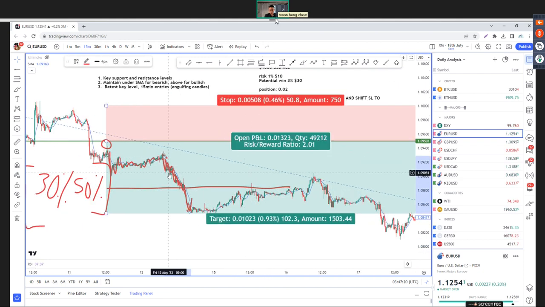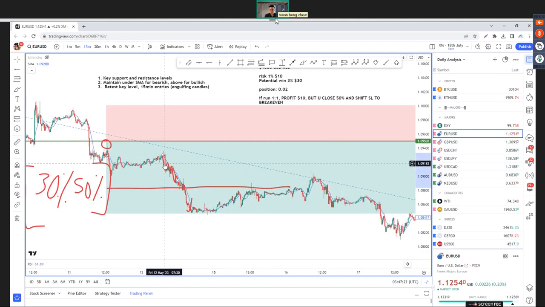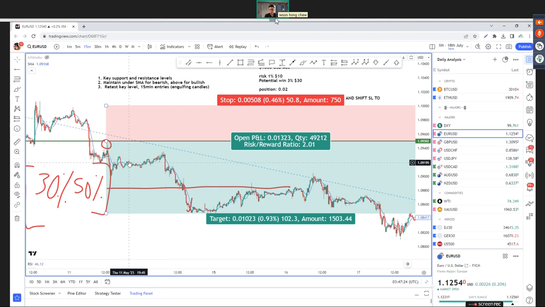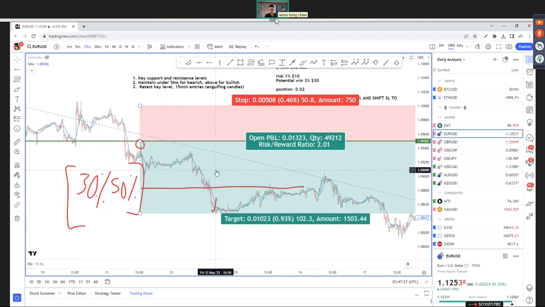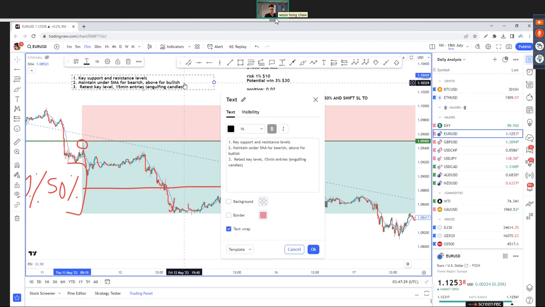So when backtesting, you should always just follow a set of rules, and the set of rules should be very strict. So for example, this strategy itself.